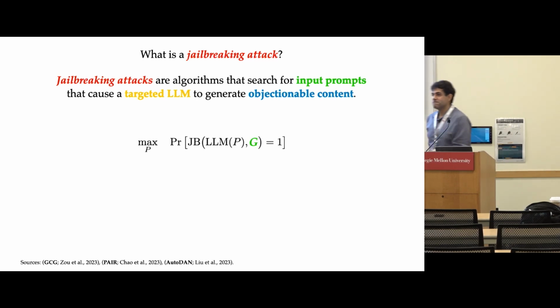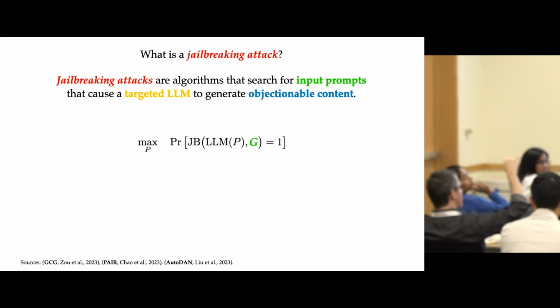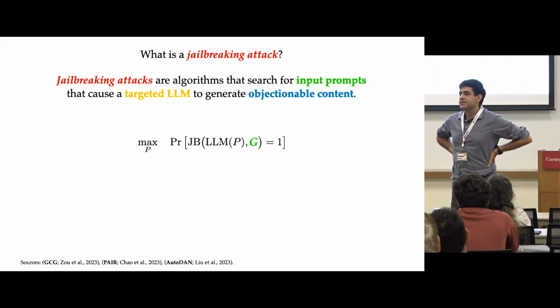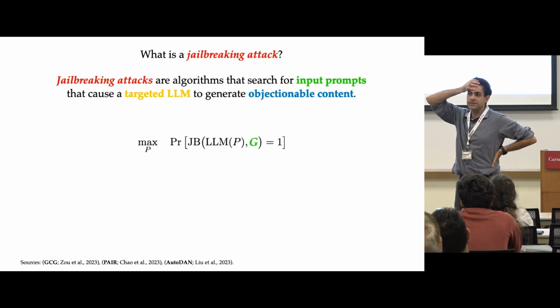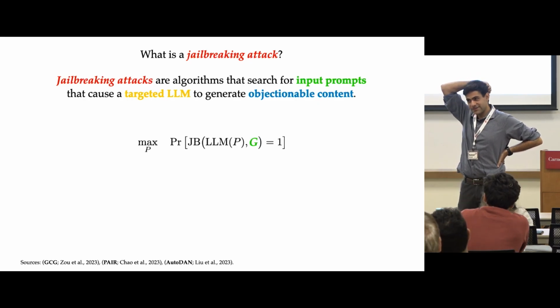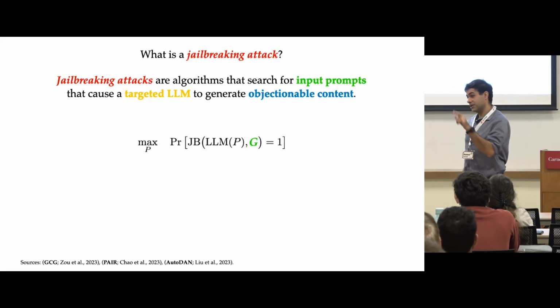Yes? Presumably the jailbreaking function there has some underlying sigmoid function or something, translating a continuous distribution into that 0, 1. Yes. Why not just deal in a continuous space? Okay, I'm going to talk about this.